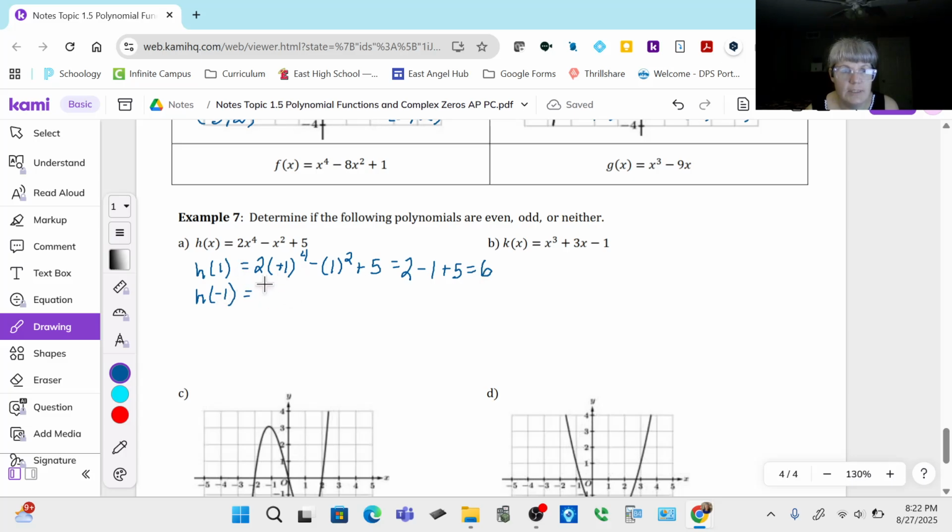Let's see what happens when it's -1. 2 times -1 to the 4th power minus -1 squared plus 5. Well, -1 to the 4th power, because that's an even power, is going to turn into positive. +1 times 2 is 2, minus -1 squared is a +1, so it's just minus 1. We keep that minus that's in front, and plus 5, and that's exactly what I had before. So my output is 6. So I have opposite inputs giving me an equal output. This is considered an even function.